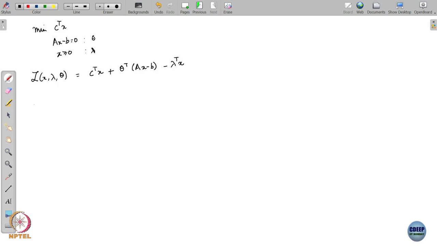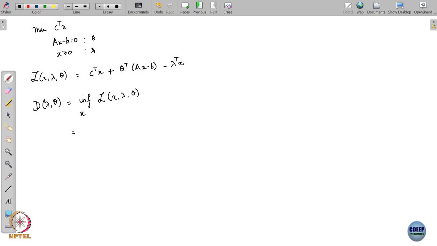Now let me write the dual function, which is d of lambda comma theta, that is the infimum of the Lagrangian over the entire space.